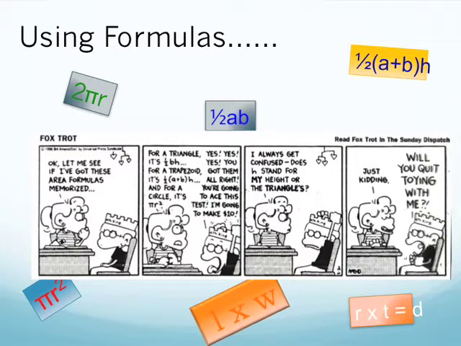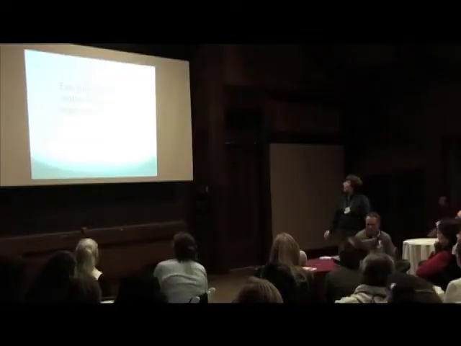Okay, let me see if I've got these area formulas memorized. For a triangle, it's 1/2 bh. For a trapezoid, it's 1/2 the quantity a plus b times h, and for a circle, it's pi r squared. Yes, yes, you've got it. Now I'm going to make $10 because you're going to pass the test. But I always get confused. Does the h stand for the triangle's height or my height? And I think we do that.